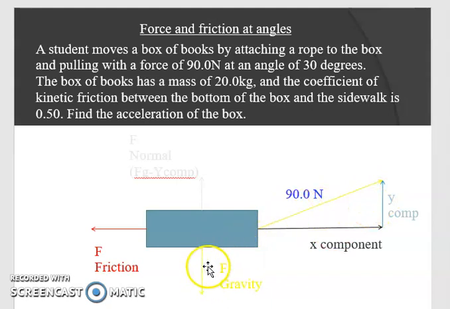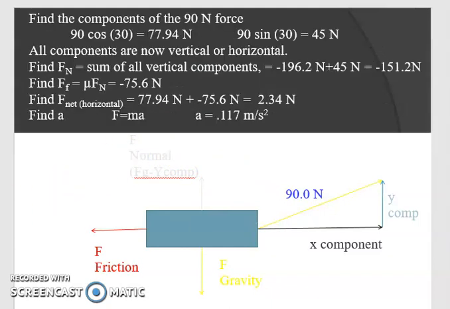So to find normal force here, you would have to find the difference between the gravitational force and this y component. That would be your reduced normal force, which means it's actually going to reduce your force of friction. And so you'd have to consider that when you find the net force on the box to find the acceleration. So here I go through and I do that math for you.